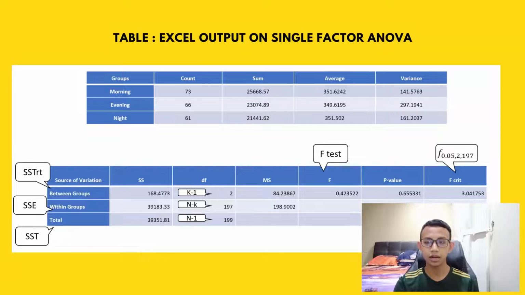And to calculate the mean of square, we use the sum of square divided by the degree of freedom. And to calculate the F test, we use the mean of square of between groups divided by the mean of square within groups. So we have the F test, the p-value, and F critical, which is F alpha, K minus 1 and N minus K, which is F 0.05, 2, 197. We can get this from the distribution table.